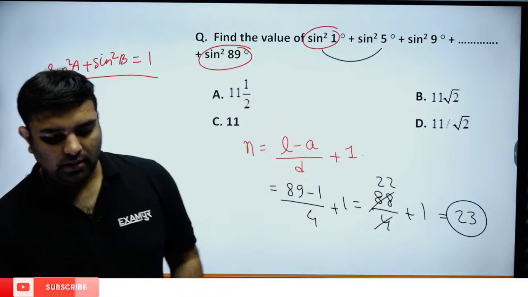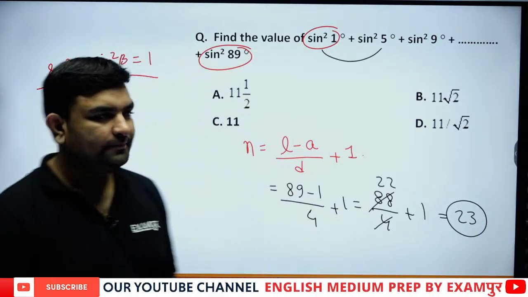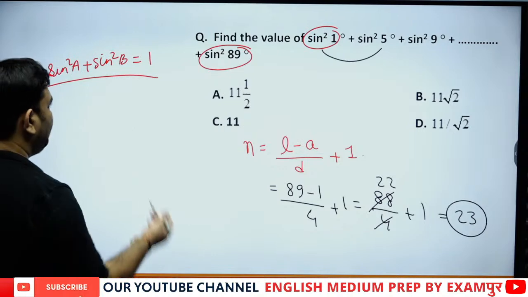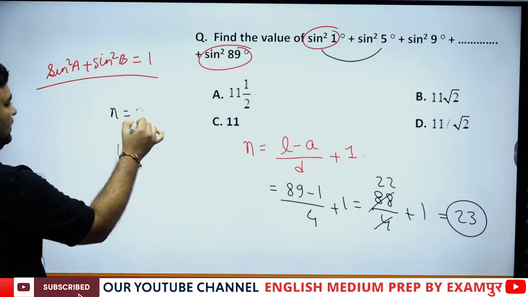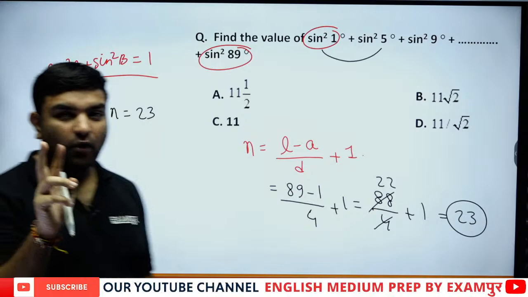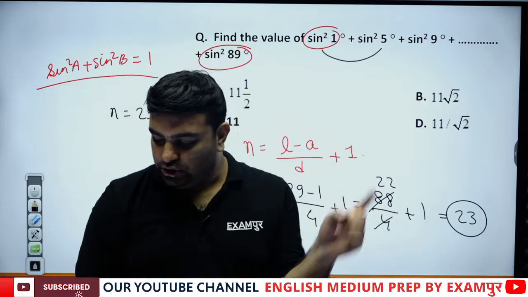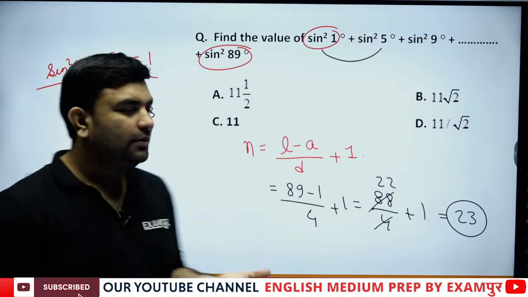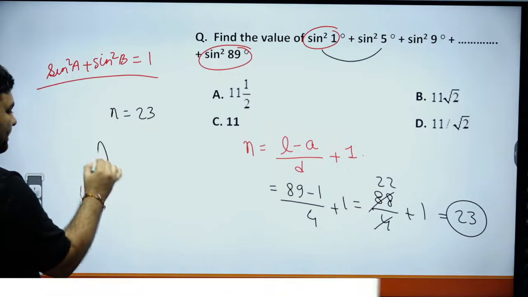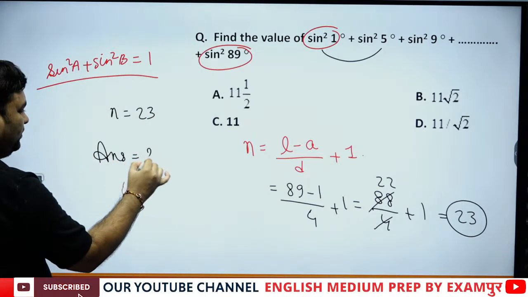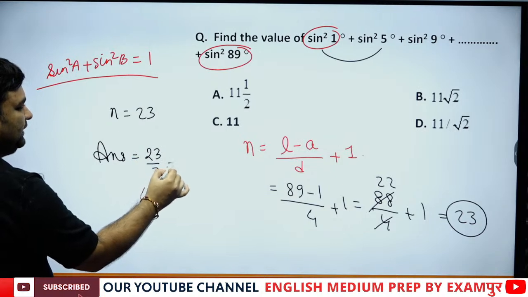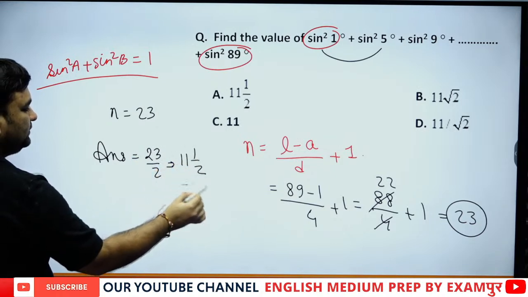Okay. How many total terms, guys? 23. So if the number of terms is 23, you know two terms form 1. So 23 terms will form 23 by 2. That is 11 and a half.